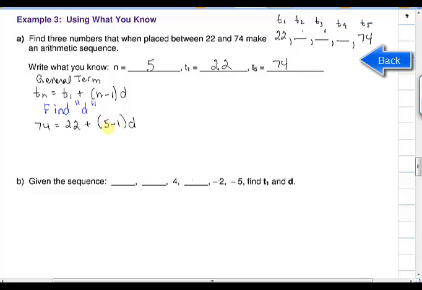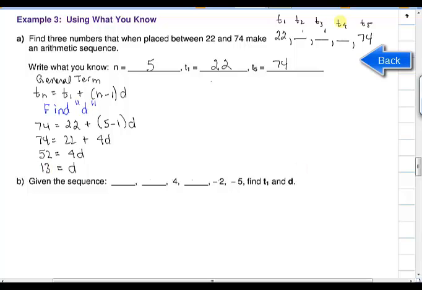We'll start by simplifying what's inside the bracket. 5 minus 1 is 4, so that leaves us with 4d. We want to isolate for d, so the first thing that needs to move over is our 22. Bring it to the other side, it becomes negative, and 74 minus 22 will give you 52. So 52 is equal to 4d. And now we want to solve by dividing both sides by 4, and so we get that d is equal to 13. So now we can find our other 3 terms.